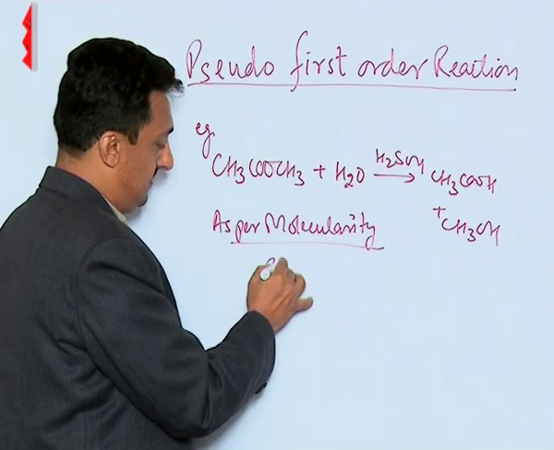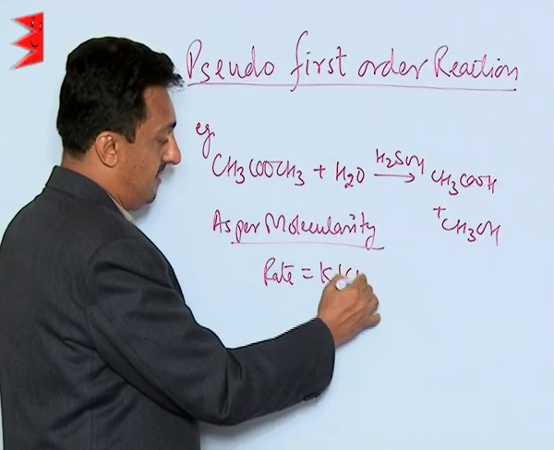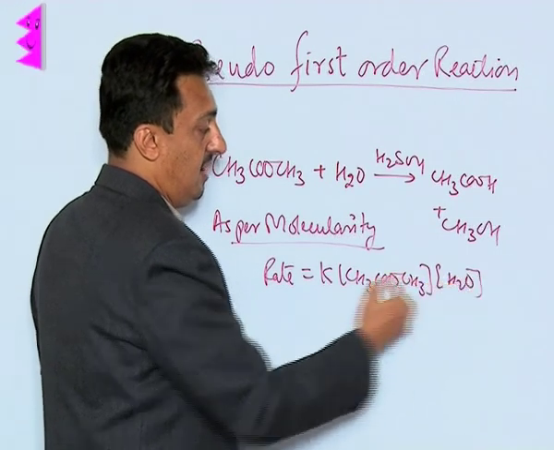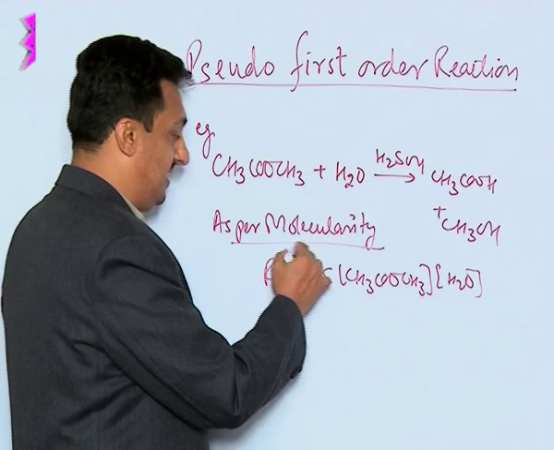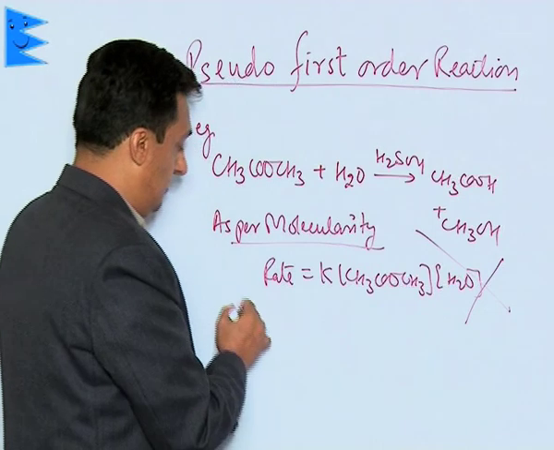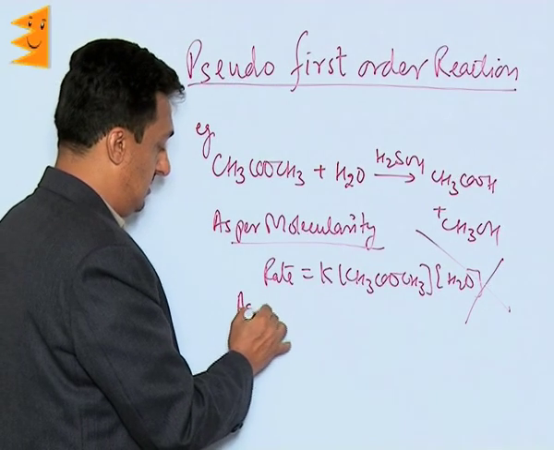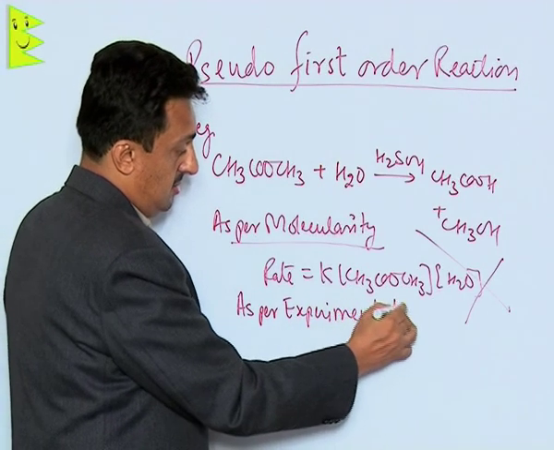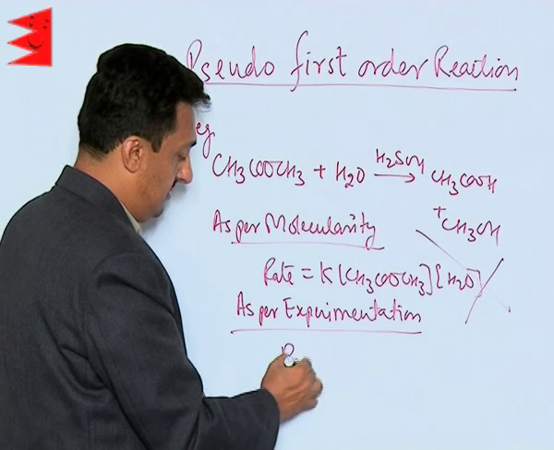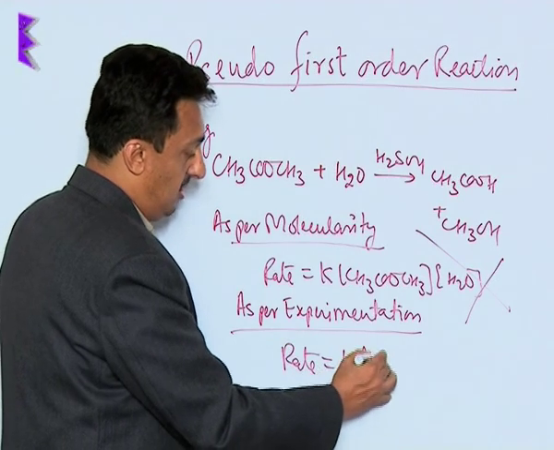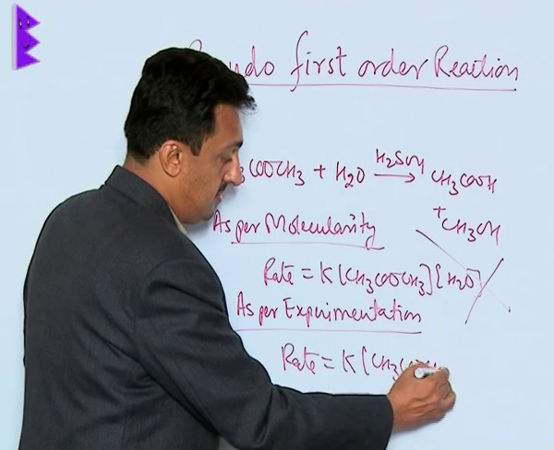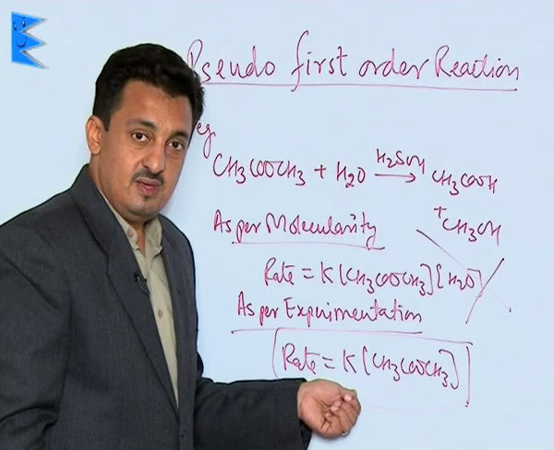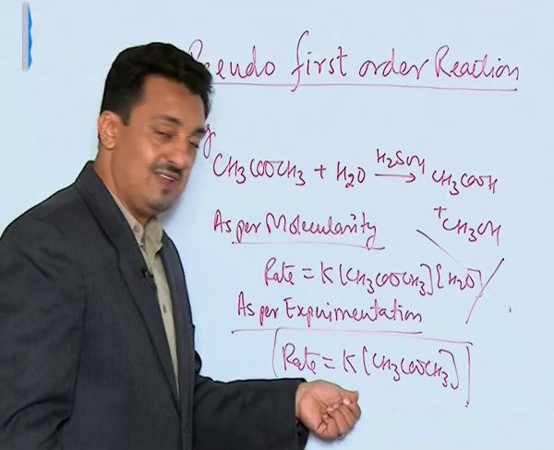molecularity, we can say the rate is k into the ester's concentration and the water concentration. But this seems to be wrong. What we find, as per experimentation, is that the rate depends only on the concentration of the ester. Water is actually not included in this rate expression.